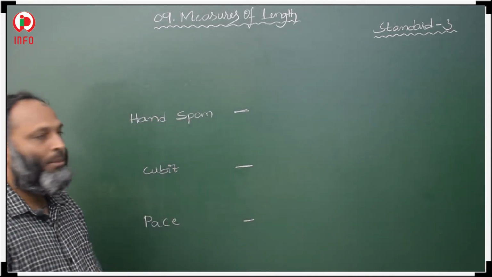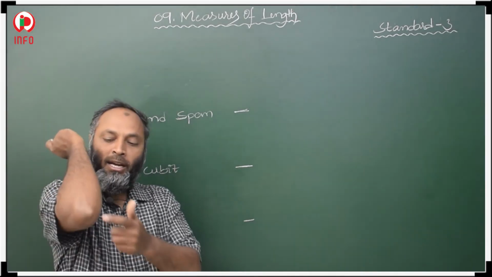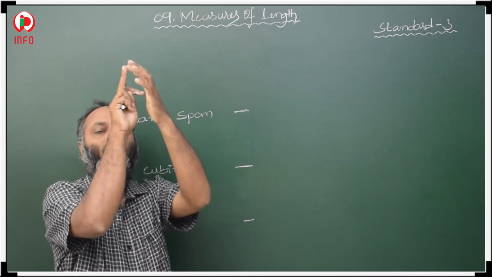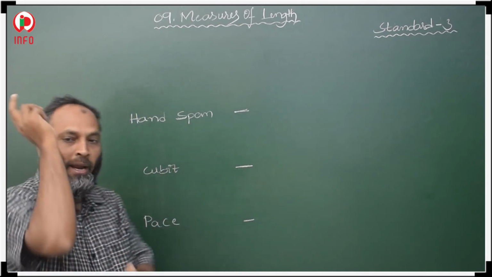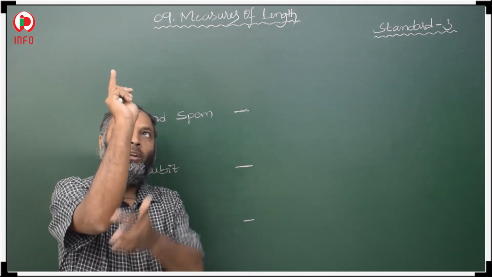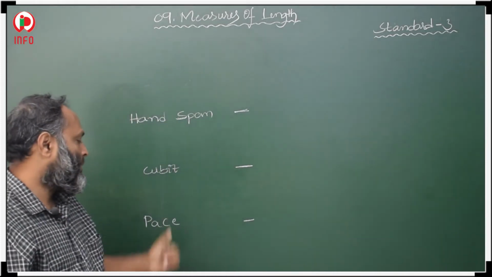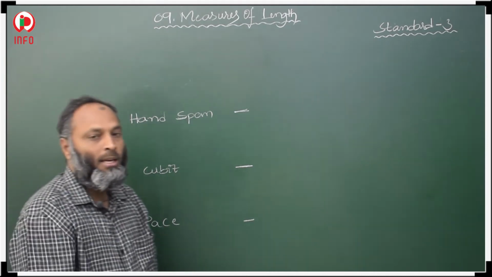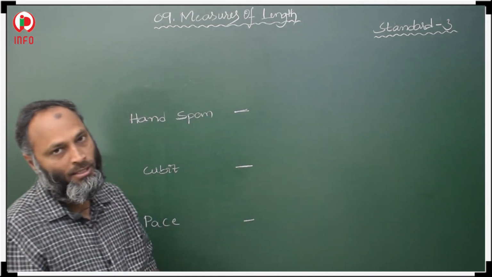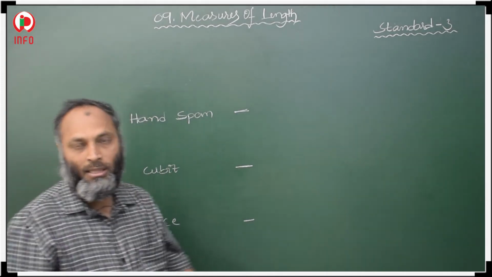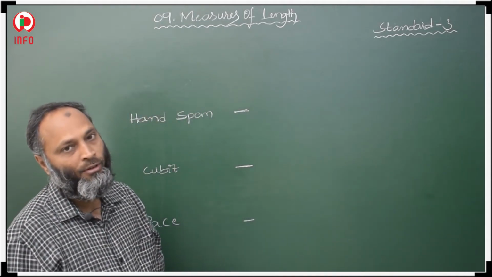And the second one, cubit. What is a cubit? Cubit means the distance from the elbow to the biggest finger, the total distance. So this is a cubit. Okay. Elbow to the longest finger, that distance is the cubit. Pace means the length from the right foot to the left foot. That is called a pace.